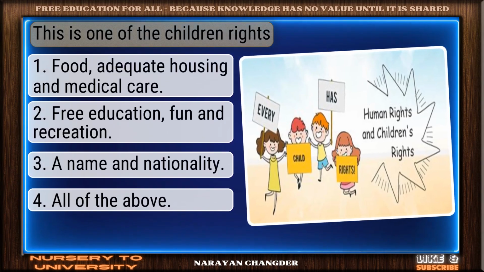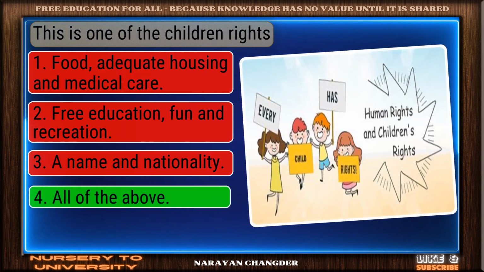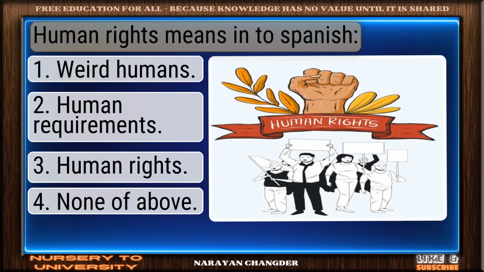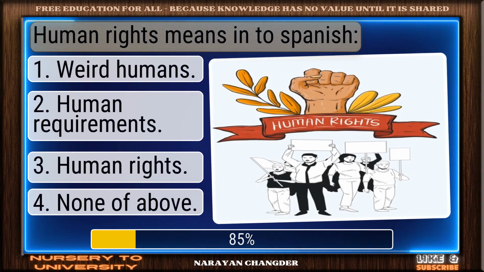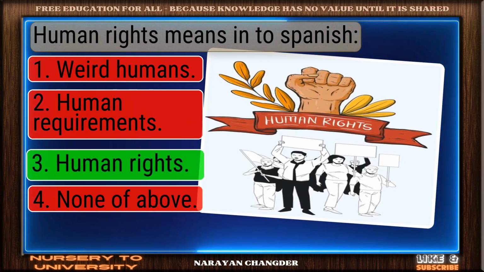This is one of the children's rights. Sharp thinking. All of the above is the right choice. Human rights means into Spanish? Perfect. Human rights is the correct choice.